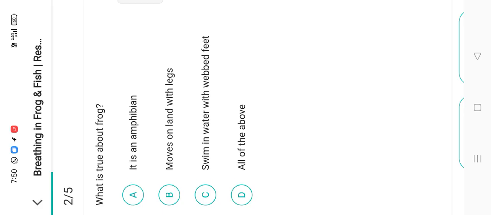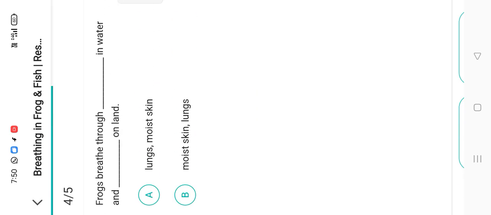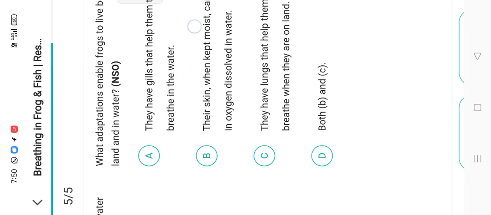What is true about frog? It is an amphibian, moves on land with legs, swims in water with webbed feet. All of the above. Mucus is formed in moist skin. Frog breathes through moist skin in water and lungs on land.